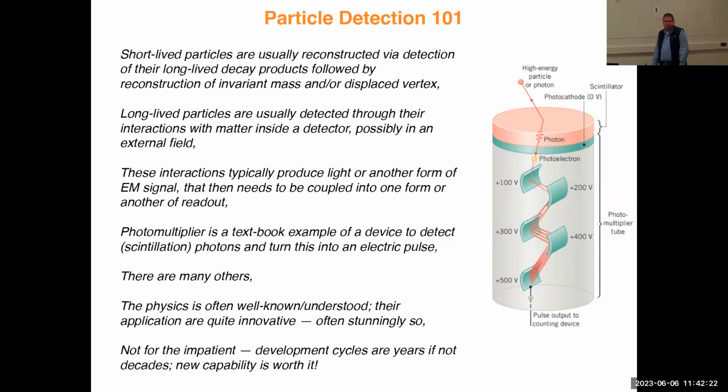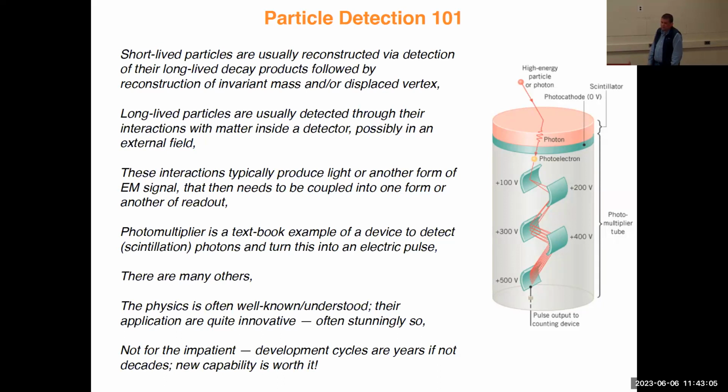Now, luckily, there are something like 200 or so particles in the particle data booklets. About 10 or 15 are long-lived, so it's something you can count on the fingers of two hands, toes of a foot. So that's something you could classify in the end. Usually they're detected through their interactions with matter in the detector itself, or in combination with their interactions in fields. These interactions typically produce light of some sort, or another form of electromagnetic radiation.